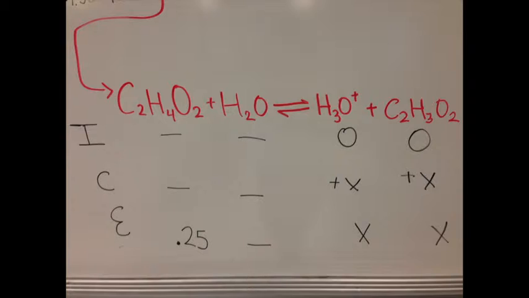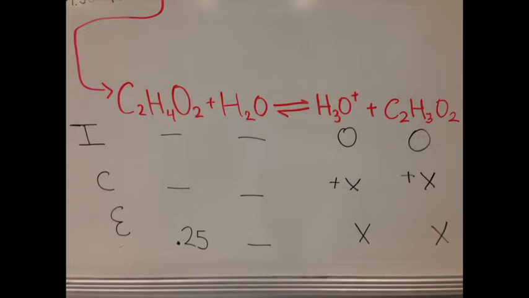We will start to fill out our ice chart by placing 0.25 moles per liter as our initial acetic acid concentration. Because the reaction has not begun, both of the products, hydronium and acetate, will have an initial concentration of 0. Next, we move on to change. Because the change in the concentration of acetic acid is unknown, we will be using the variable x. Now that the reaction is in progress, the concentration of the reactant will be decreasing by x, as the concentrations of the products are increasing by x.